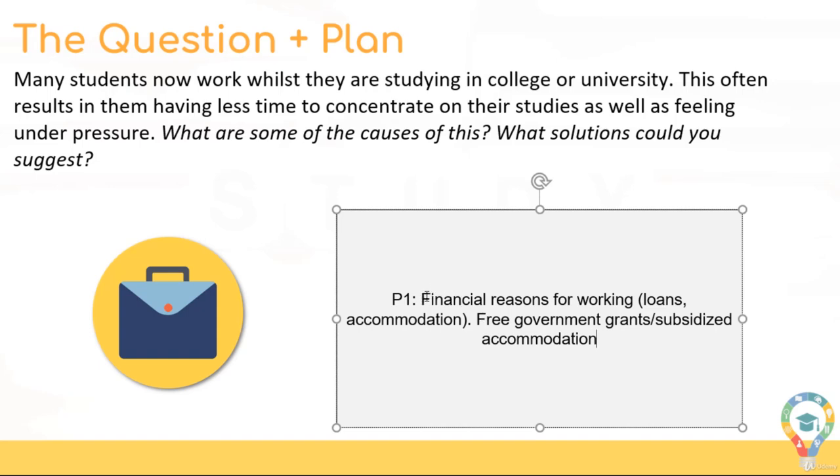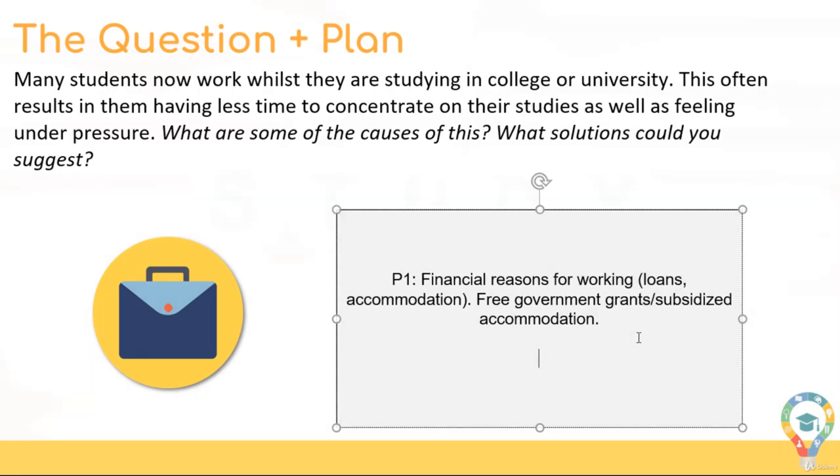So in my first paragraph, I'm going to talk about the financial reasons for students wanting to earn money while studying, which is probably the main reason, I'm sure. And my solution is for governments to give free grants or to subsidise accommodation. Subsidise means to provide something for a very small price. So it may be that the government supply student accommodation for 20% of the normal price. This is what I'll talk about in this paragraph.